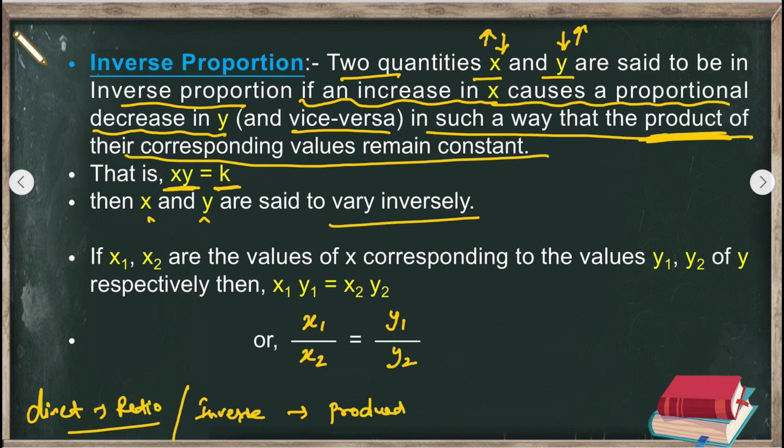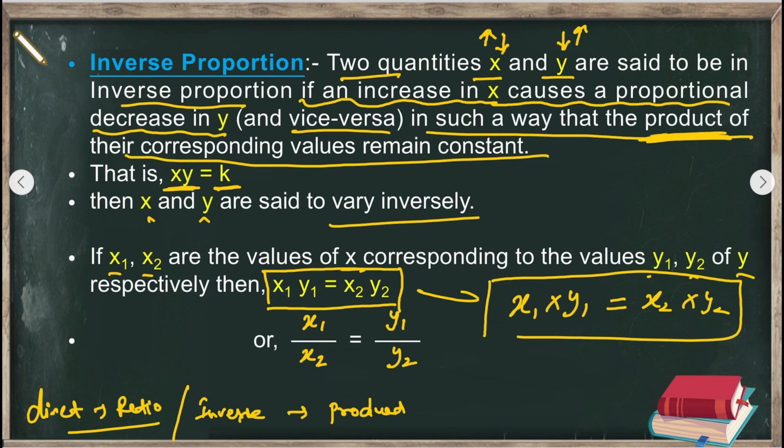Now if x1 and x2 are the values of x corresponding to the values y1 and y2 of y, respectively, then we have this relation: x1 into y1 will be equal to x2 into y2. That is, the multiplication of one pair of quantities, x1 into y1, will always be equal to x2 into y2. This is the relation that we are going to use in the questions of inverse proportion.